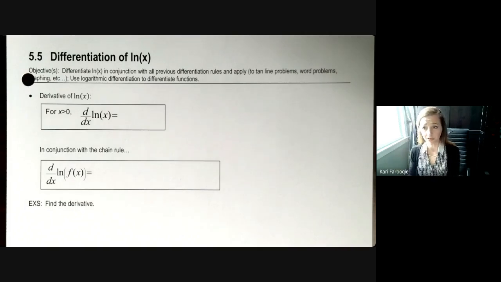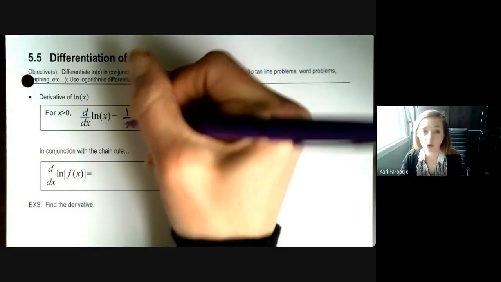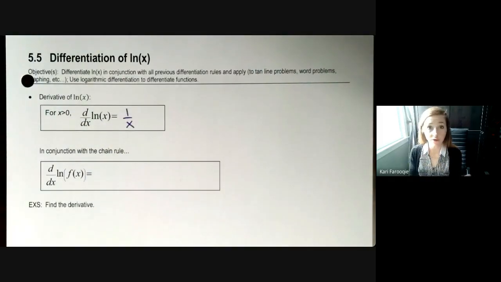Here are your rules. For x greater than 0, because remember, we can't take the log of a number that's 0 or less than 0. It's got to be a positive number. The derivative of the natural log of x is 1 over x. So this is a new derivative rule for you. You learned a new one last time with e to the x. This is your derivative rule for the natural log of x.